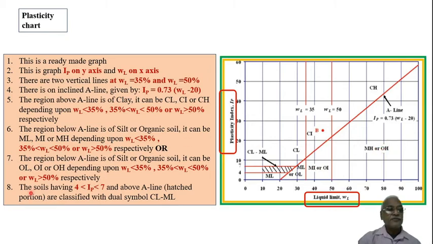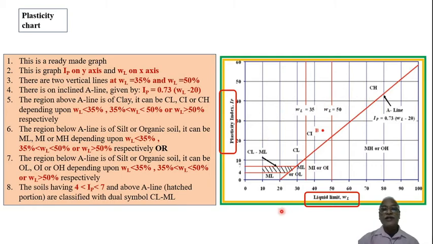Okay, now the soils having IP between 4 and 7, you can just see here IP between 4 and 7, and above A line, that is hatched area, that is liquid limit is more than 10, and then up to this A line, it is classified as CL-ML because it shows both the properties of clay as well as silt. That's why there is a dual symbol. Okay, now how exactly to use this is the salient feature of the plasticity chart.